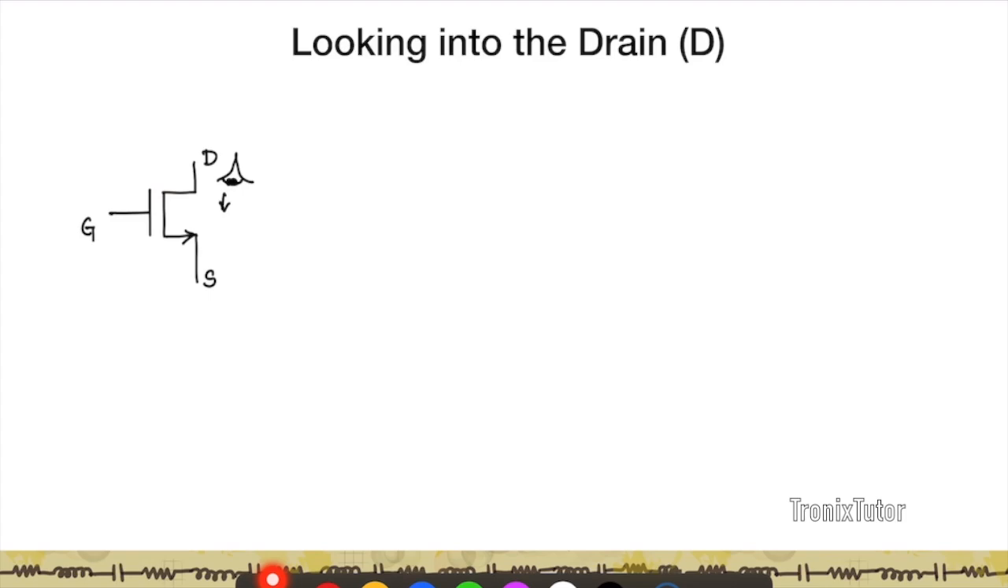Now let's flip it and see what happens if I look into the drain terminal of the MOSFET. Again, this is a MOSFET biased in saturation. I've biased it such that the transistor is in saturation, which means there's a certain gate voltage and a certain drain to source voltage, and then suppose I increase the drain voltage, what happens to the small signal current that flows between the drain and source?